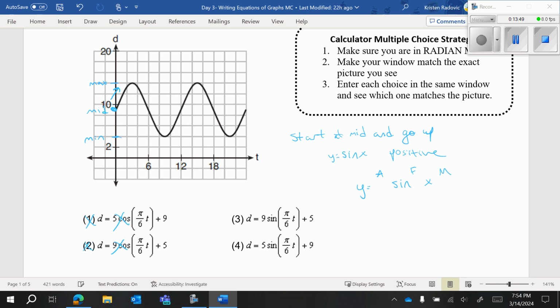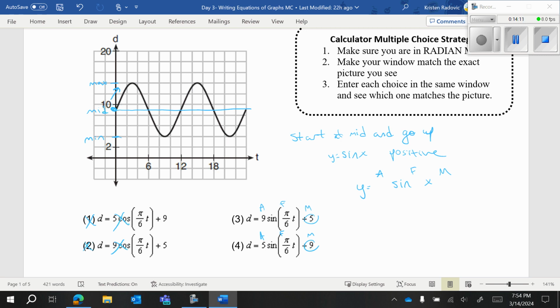F, M. Let's look for that midline. The midline, what number is happening here at the middle? Well, you have two options. Your midline is either 5 or your midline is 9. And very clearly, that ain't 5. So it has to be 9.